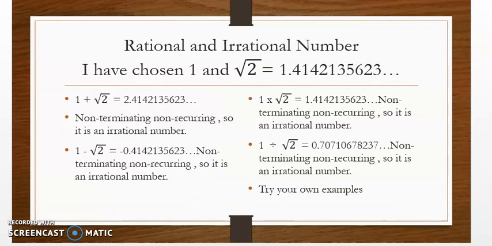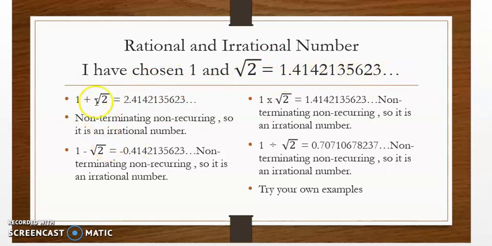Okay, so now in the previous two cases, we saw how to add a rational number and a rational number, or an irrational number and an irrational number. Now let us see how to do it when we mix an irrational number and a rational number. You can choose any two. You can choose a rational number and an irrational number. I am choosing 1 and root 2. So root 2 is 1.41.